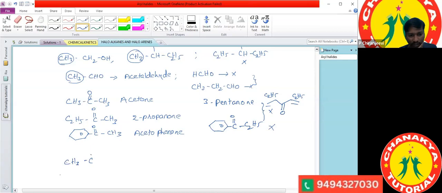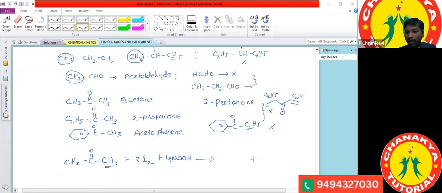CH3 bond, C double bond O bond CH3. So acetone is treated with 3 moles of iodine plus 4 moles of NaOH. What is the iodoform test? Here, the methyl group is converted into the iodoform.